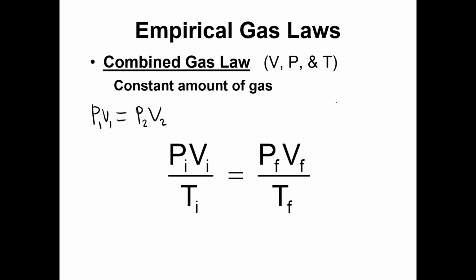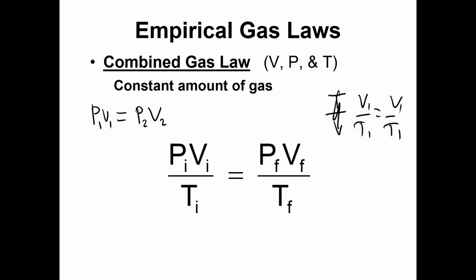And we looked at Charles' law, which looks at temperature and volume. That's like this: V1 over T1 equals V2 over T2. And if you put them together, you come up with the combined gas law.